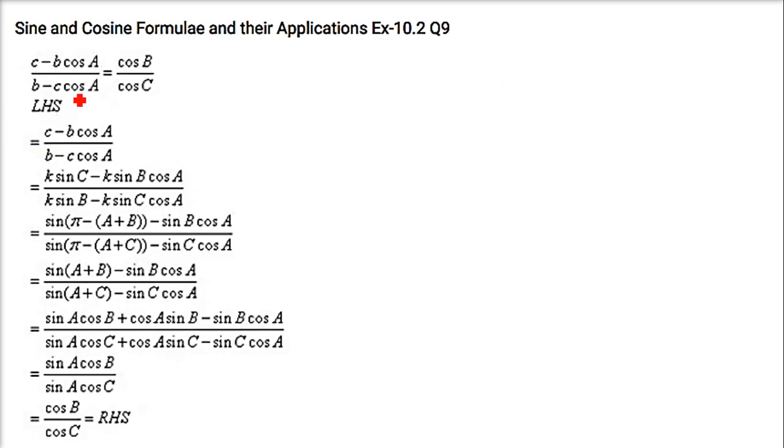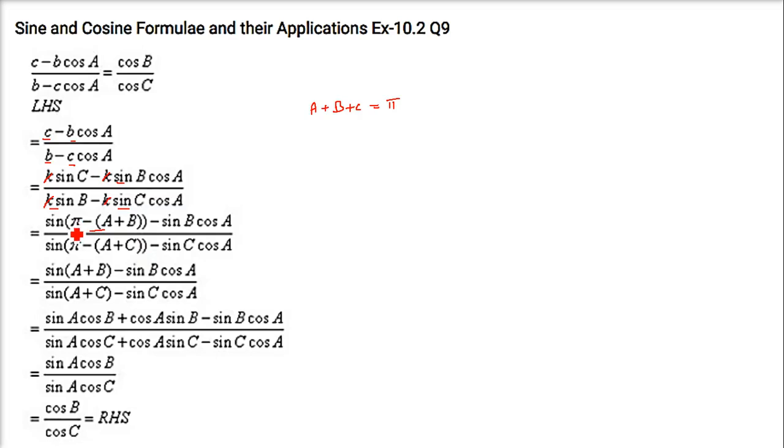Now here we have (c minus b cos a) and (b minus c cos a). We have to prove it to be cos b by cos c. Now in place of c, just write by sine rule k sin c. In place of b, write k sin b. Now k gets cancelled, take k common from here, k common from here. In place of c, we know that a plus b plus c is pi. So in place of c, you can write pi minus (a plus b). In place of b, you write pi minus (a plus c).